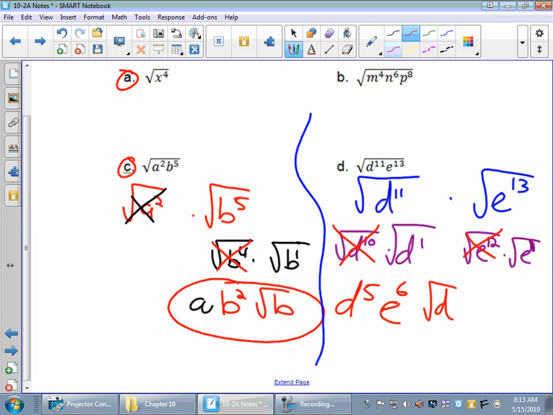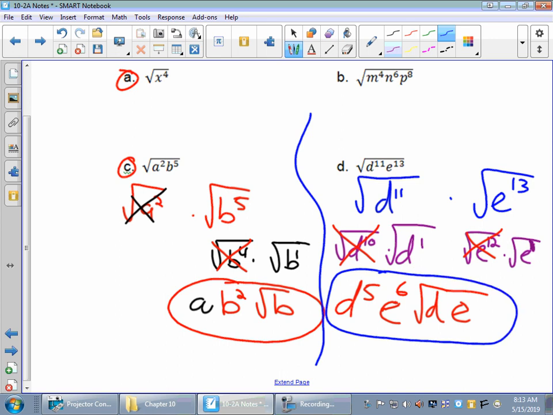And then we know the square root of e to the 1st, we just have to keep it as the square root of e. So I can put that underneath the same radical for the same property reason. I can put those both underneath the same radical symbol. So that would be my final answer here. And when we write that, we want to keep the terms that we've already broken down that were perfect squares, that don't have a radical, on the left-hand side as our coefficients, d to the 5th and e to the 6th. And then the radicals are the last things in there, the square root of d times the square root of e. Okay.